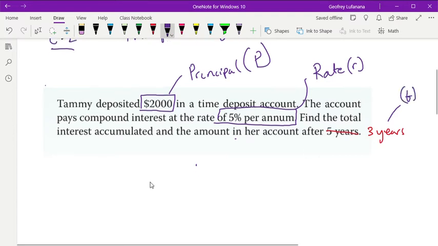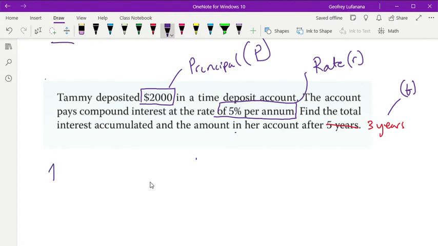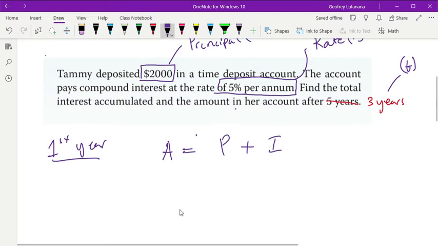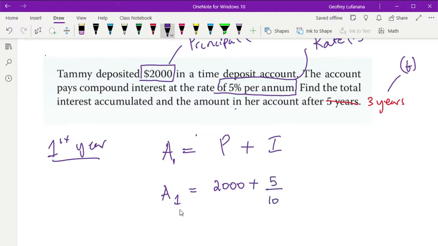Okay, in the first year, Tammy would have an amount on her account which is principal plus interest. Remember, interest is a percentage of the principal. So call this amount number 1 because it's from the first year. So we'll have principal 2,000 plus interest, which is 5% of 2,000.